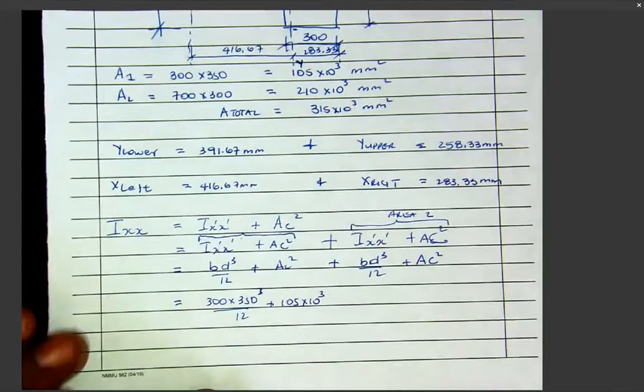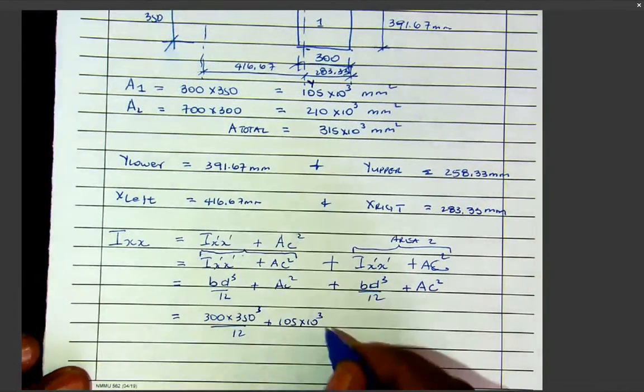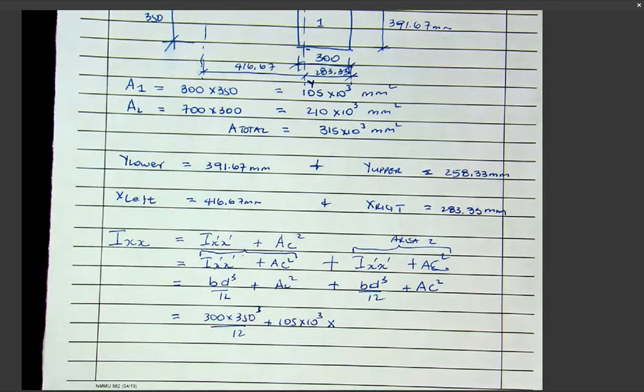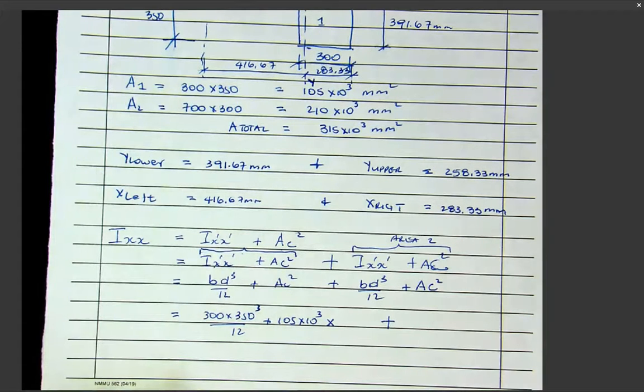Sorry guys, I'm sorry, you can't see. It's 105 times 10 to the power 3 times. I'm going to leave C for now. Then I'm going to come back to that plus. Remember, I still have to substitute that C there, but I'm going to come back to that.